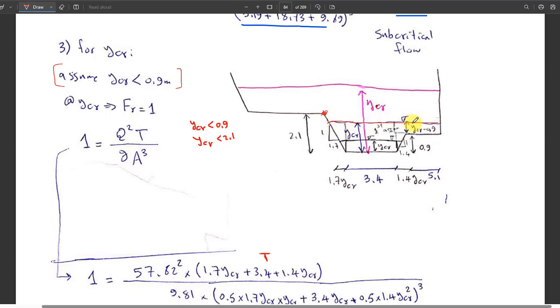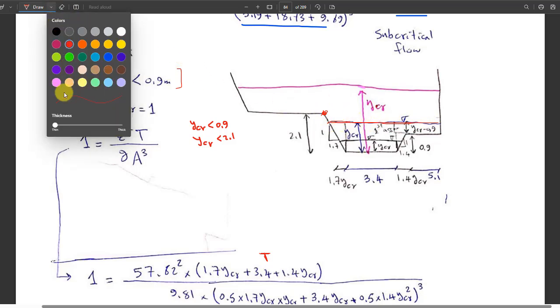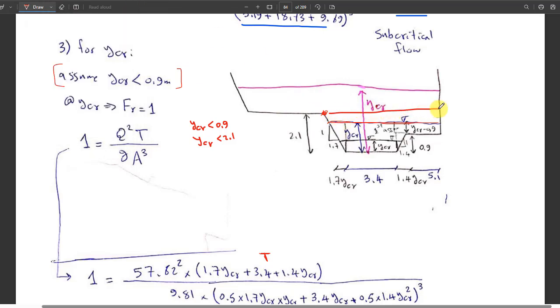See, we fill the water. Don't fill the water like that after the breaking point and solve and say it is 2.1. Like this you are saying y critical is 2.1. Don't do such a mistake, okay? Just fill the water up to a level that is below this 2.1 and above 0.9, so that you don't confuse.